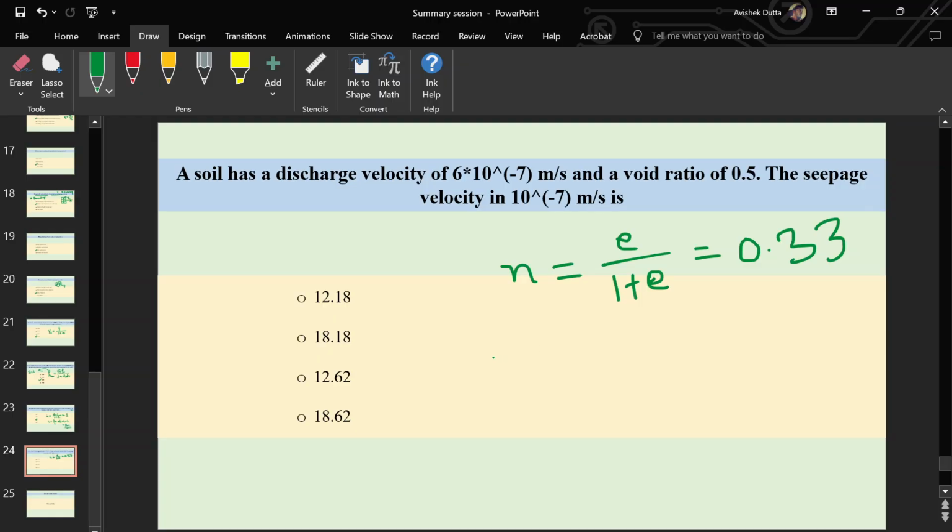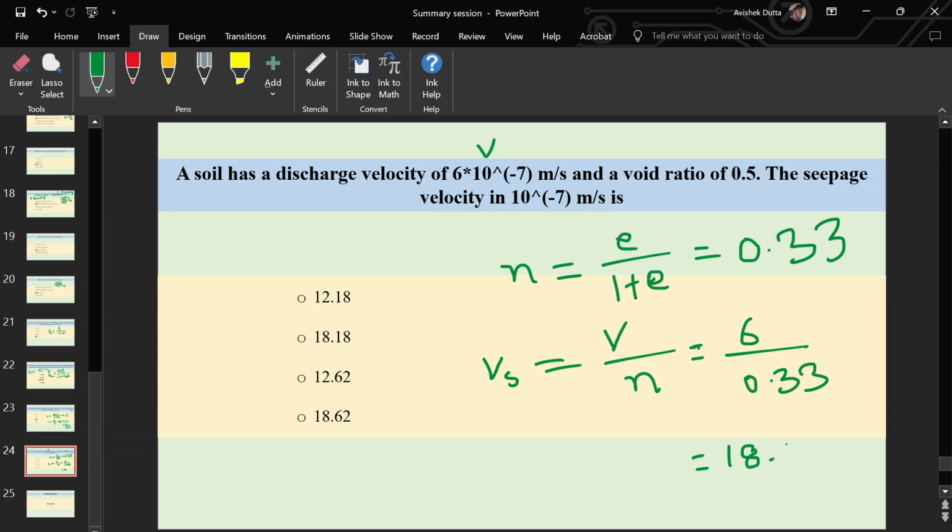Now what is the formula? Seepage velocity is equal to discharge velocity divided by porosity. This is the discharge velocity V. So 10 to the power minus 7, which I have already mentioned, 6, divided by 0.33, and if you write it like 1 by 3, it will be 6 into 3. So according to my answer it is 18.18.